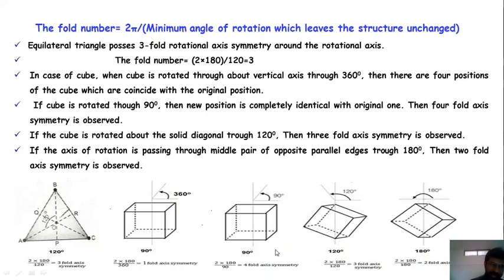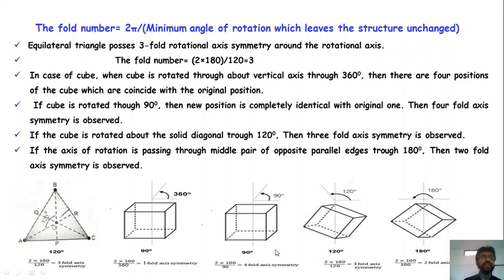Therefore, in case of every geometrical structure, we can find the number of folds also. The number of folds is equal to 2π divided by the minimum angle of rotation which leaves the structure unchanged. So for finding the fold number, you should know the minimum angle of rotation in which the structure remains unchanged, and that is very important.